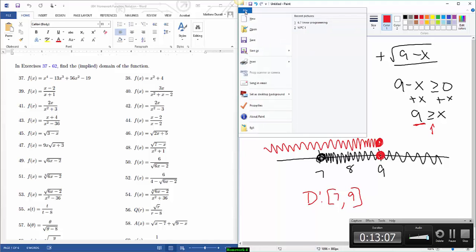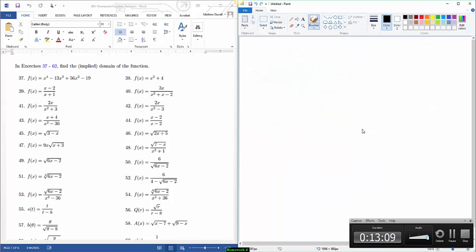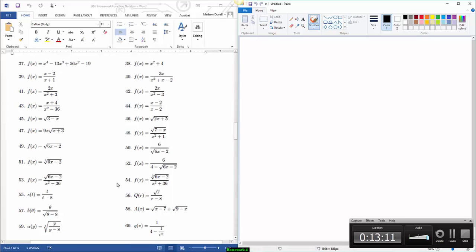Let's take a look at another one. Let's do 50. There's a reason why I want to do 50. Alright, so let's take a look at this. So we know that 6 over the square root of 6x minus 2.